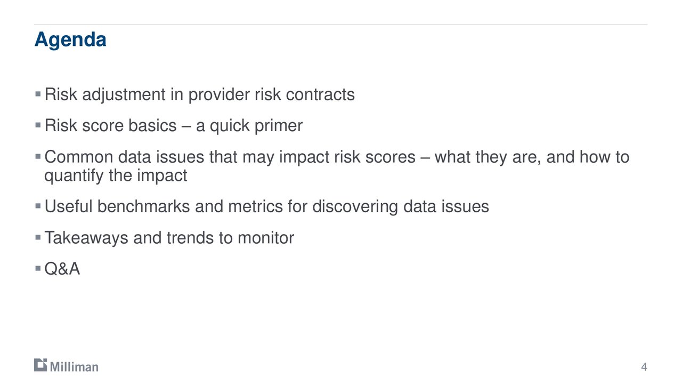Then I'll move on to talk about some of the common data issues that we have observed in our work that may impact risk scores: what they are and how we quantify the impact on the risk scores. Along those same lines, I will present some data points, metrics, and frameworks that might be helpful in your practice as well. Finally, I'll wrap up with some takeaways and big trends that I thought would be worth monitoring, and then we'll take questions in the remaining time of the presentation.